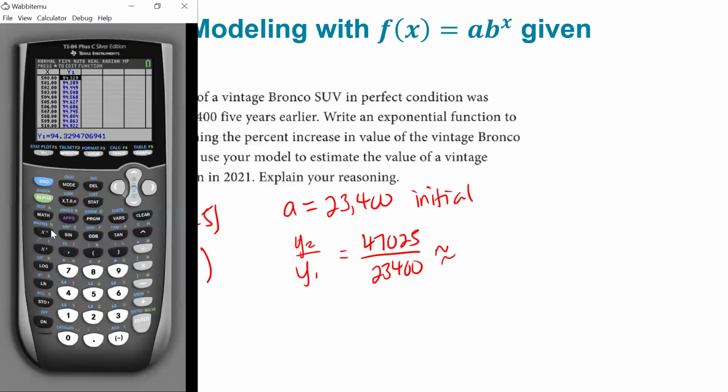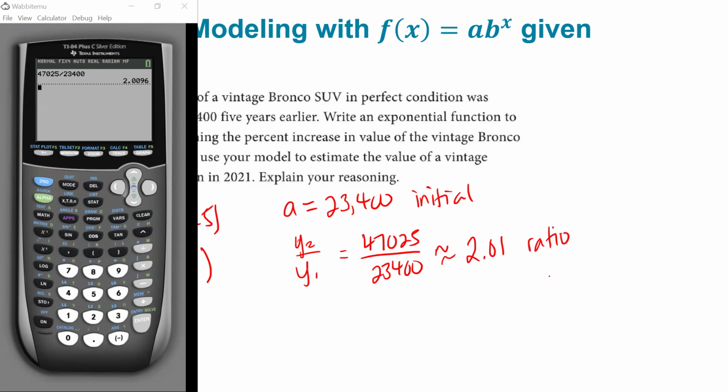I'm going to open my handy dandy calculator here. I'm going to type in 47,025 divided by 23,400. And we get 2.01. That's our ratio, okay? Now we've got to find our growth factor. Our growth factor depends on how our time is changing from one year to the other. So when we're looking at growth factor, it's going to be your ratio to the power of 1 over your time. So what is your time?